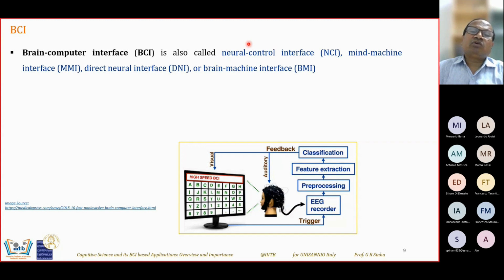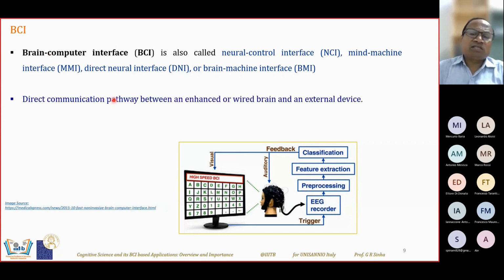Neural control means the computer is connected with your neural system, nervous system. Other terms are mind machine interface (MMI), direct neural interface, or brain machine interface. So these are the terminologies, but the most important terminology that is always used is BCI, called brain computer interface. Direct communication. What is BCI?